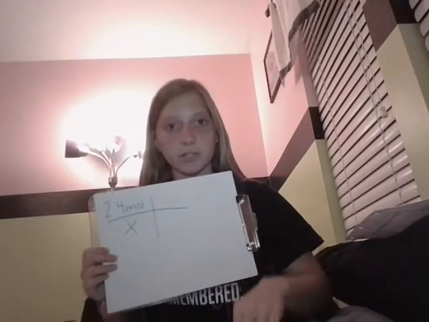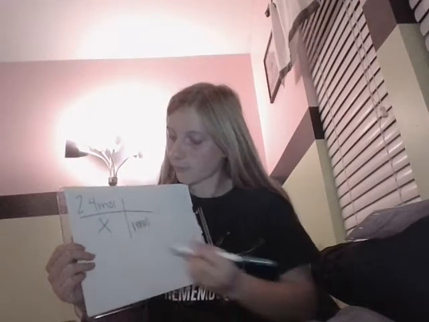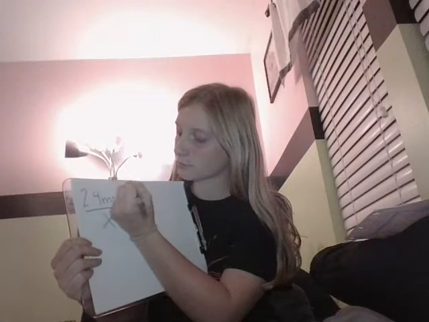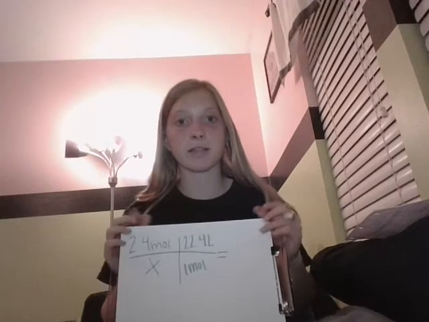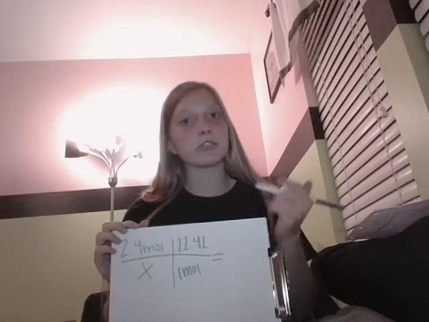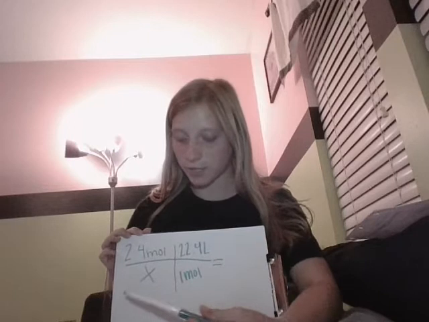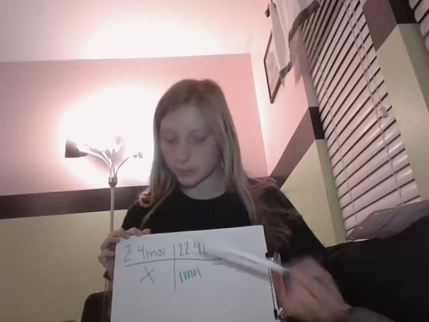We need liters. So first we need to cancel this mole out. In order to do that, we would need to put 1 mole at the bottom, and 1 mole is equal to 22.4 liters. So we just did step 3. We just set up the equation. So now it's time for step 4, which is solve. So usually if you have a problem like this, which is dimensional analysis, you would multiply everything on top and then multiply everything on bottom and divide those two numbers. But since there's just a 1 at the bottom, all we have to do is multiply these top two numbers, and that would give us our answer.